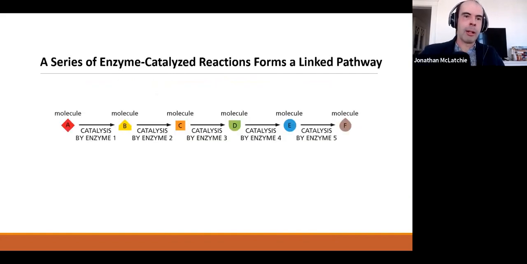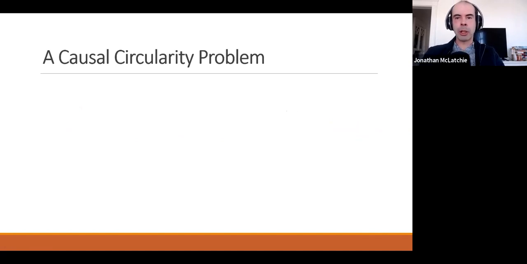Okay, so a series of enzyme-catalyzed reactions forms a linked pathway. So each of the amino acids that we see contribute to these proteins, and indeed all of the nucleotides, have their own biosynthetic pathway where you go from molecule A, that's catalyzed by an enzyme into molecule B, and that now will be catalyzed by another enzyme into molecule C, and so forth, until eventually you have your product, which will be one of the nucleotides or one of the amino acids that we use for proteins and for the DNA and the RNA. So this presents a causal circularity problem.